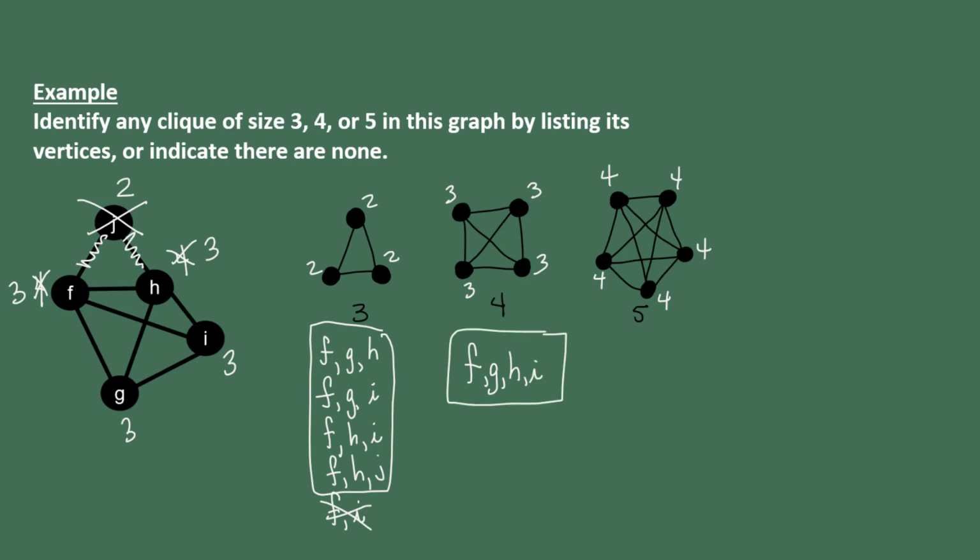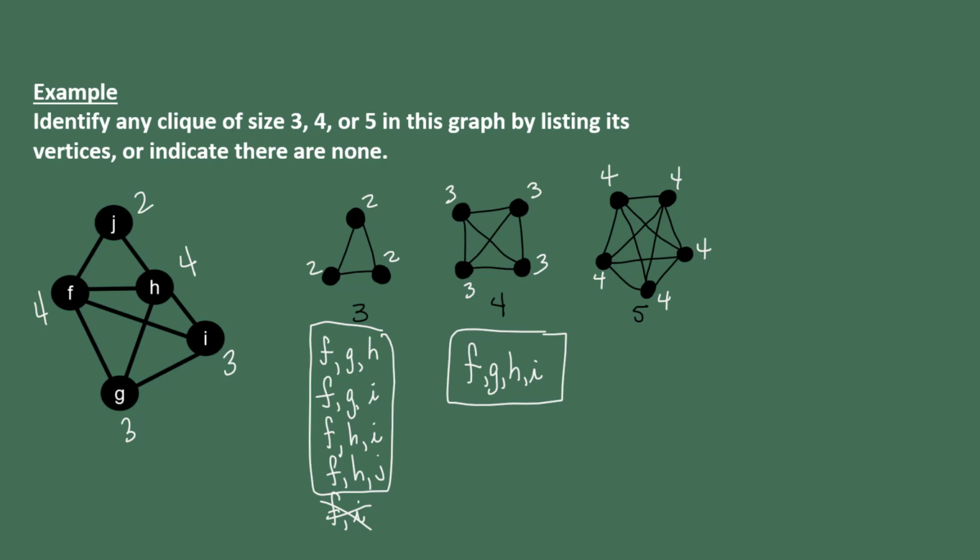Okay, and now what about size 5? Well, we don't have high enough degrees to have the possibility for a clique of size 5. Even if I went back to the original graph, which did have just enough vertices for a clique of size 5, you can see that the degrees are not great enough.